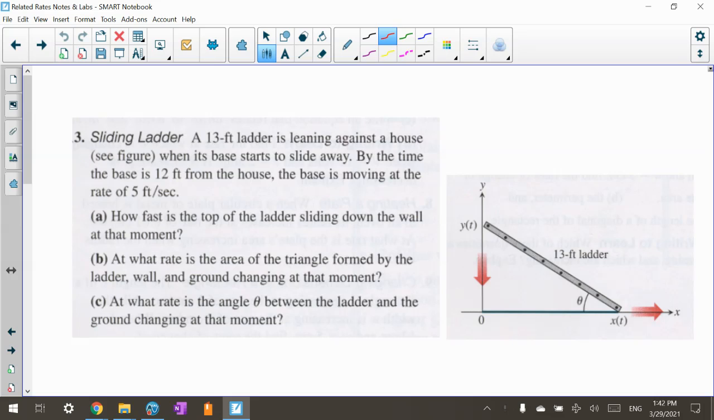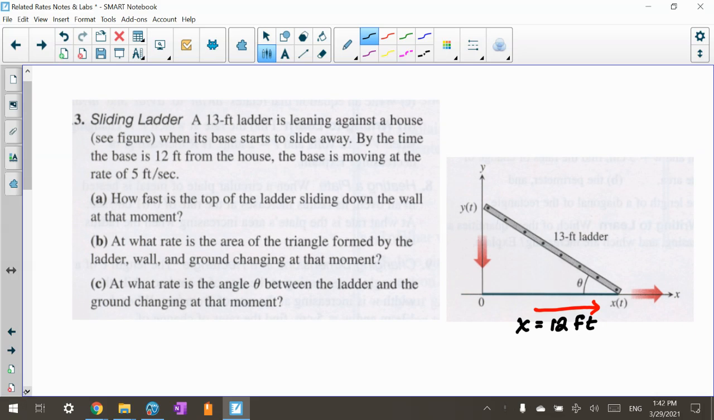When the base starts to slide away, so the base is going this way, as you can see this arrow here. By the time the base is 12 feet from the house, so we're going to call the base X, so when the base is 12 feet from the house, we'll just label everything as they're talking, the base is moving away at a rate of 5 feet per second. So I look at the feet per second and I said, oh, they just gave us dx/dt. And since it's moving away, that's positive. So that's going to be 5 feet per second. So that's what I have so far.